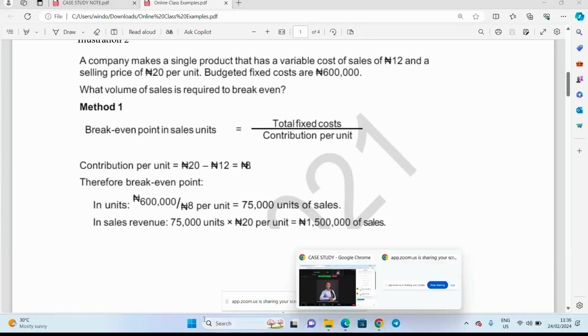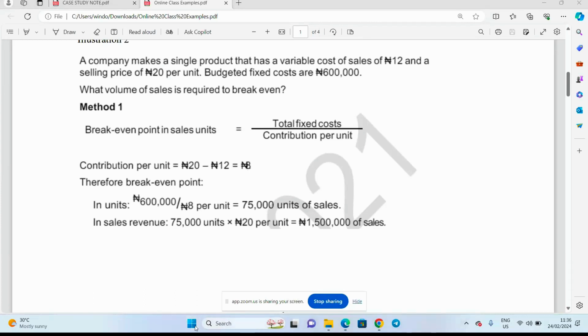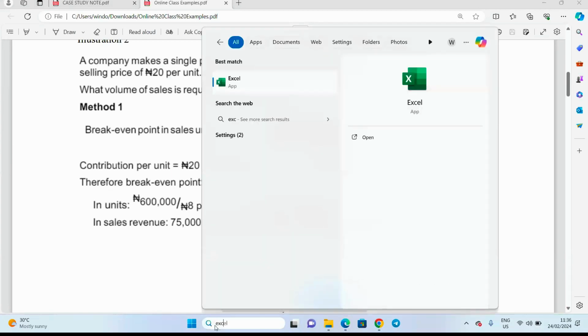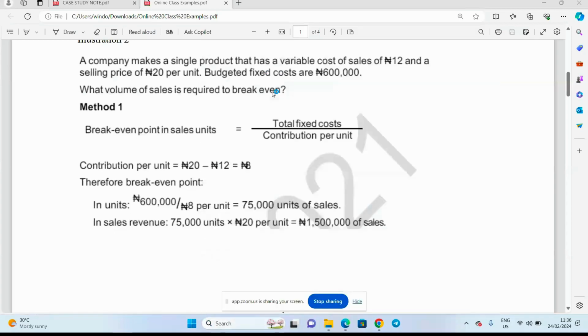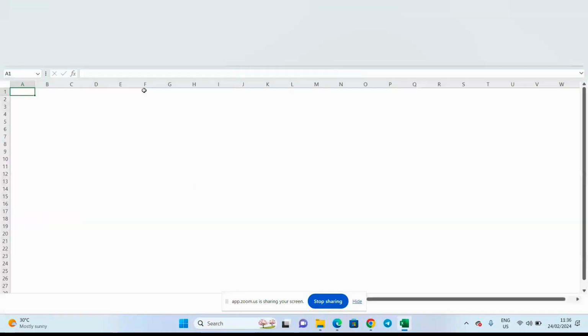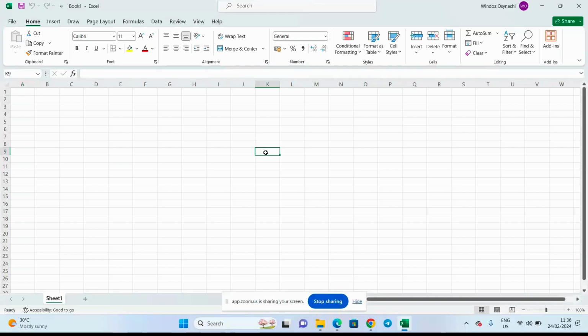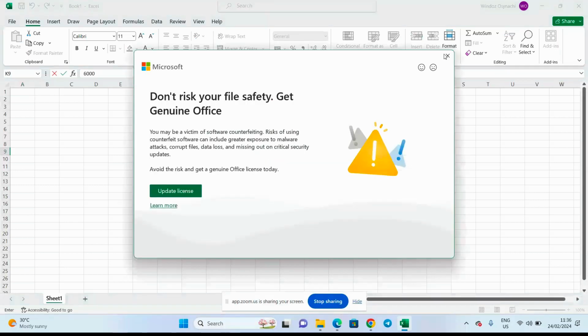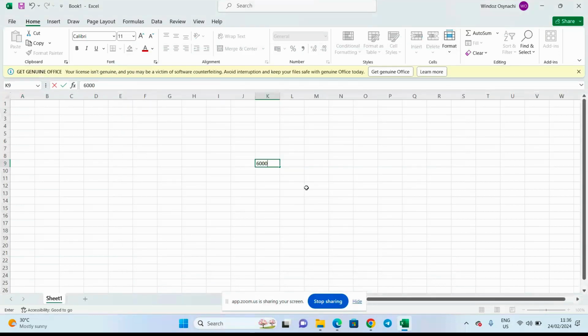Amaka, I want you to do something for me. Let me do something. Okay, sir. Can you all see my screen? Yes, sir, we can. The Excel I just opened. Yes, sir. Okay.